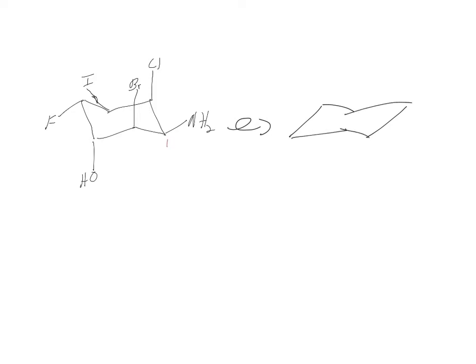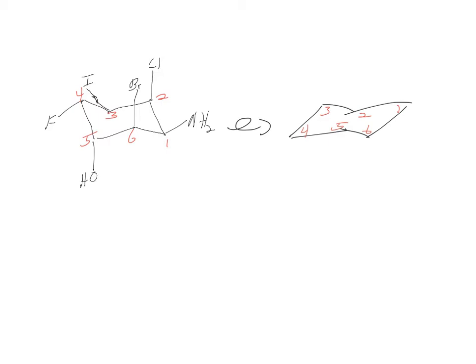Let's number these carbons. 1, 2, 3, 4, 5, 6. So carbon 1, which was the foot, now becomes the head. So that'd be right here. That would be carbon 1, 2, 3. 4, which was the head, now becomes the foot. So that's number 4, 5, 6. All right, so that's the first thing you gotta be able to do.